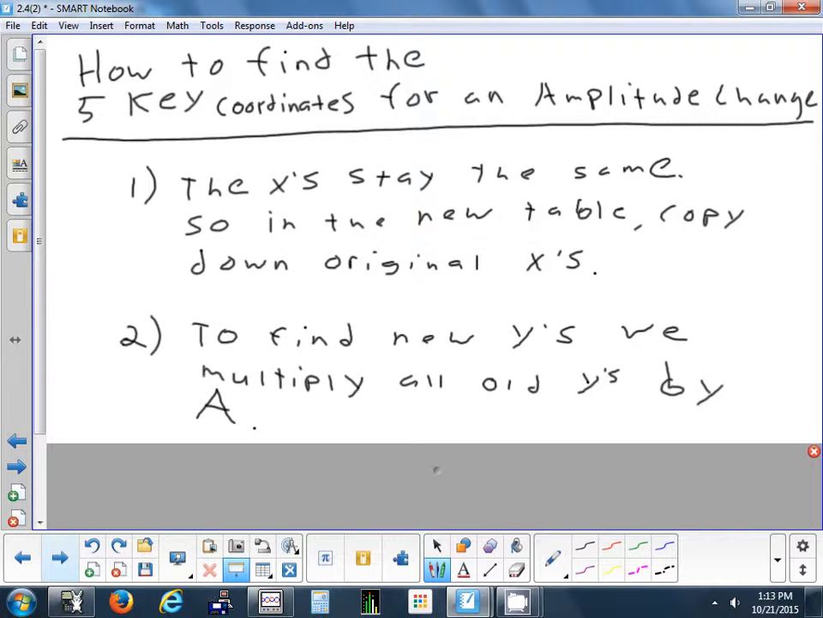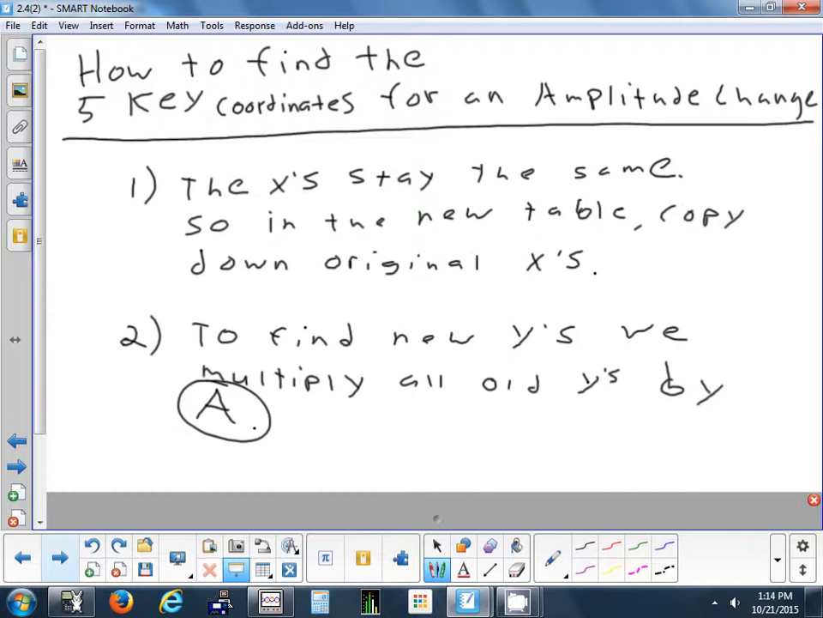And for a vertical stretch, or amplitude change, all we got to do is take the old y values and multiply them by whatever the number is in front, a. Don't take the absolute value of it here. If it's a negative 2 in front, use the negative 2. If it's a positive 3, use positive 3. Do not take the absolute value when you're graphing. Only time you take the absolute value is if I specifically ask you, what is the height of this function? Height has to be positive.